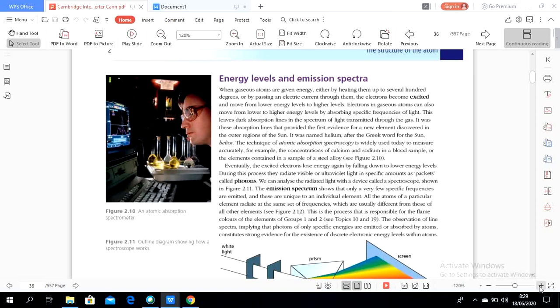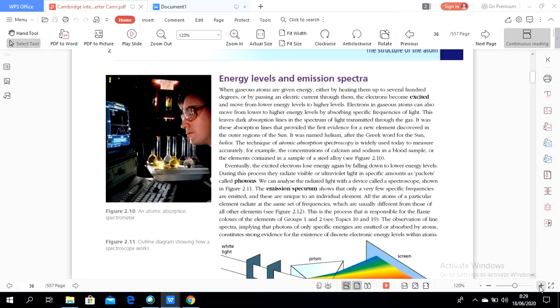It was these absorption lines that provided the first evidence for a new element discovered in the outer regions of the Sun. It was named helium, after the Greek word for the sun, helios. The technique of atomic absorption spectroscopy is widely used today to measure accurately the concentration of calcium and sodium in a blood sample or elements contained in a sample of steel alloy.